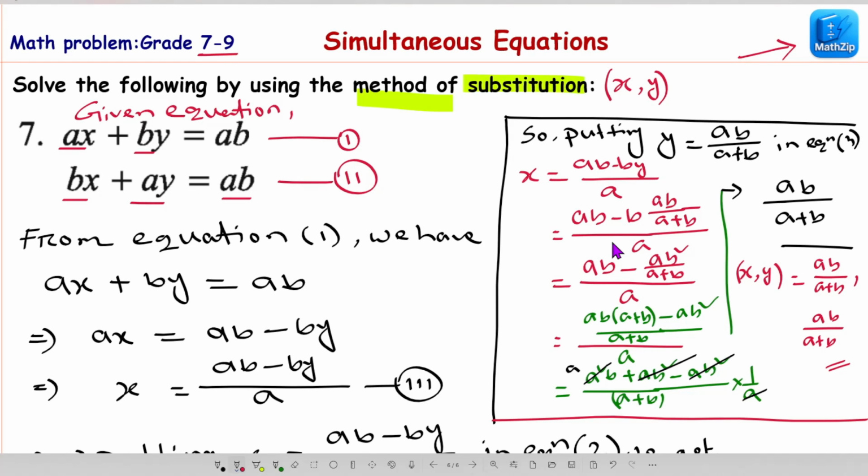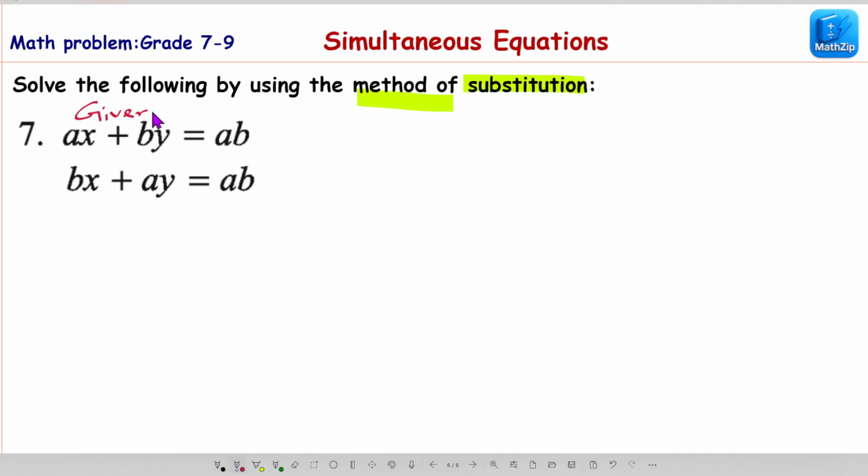It's very important for any kind of competitive examination, especially IGCSE grade 7 to 9. Let's start. Given equation ax plus by equals ab, which is equation 1, and bx plus ay equals ab, this is equation 2. So we are going to find out the value of x and y.